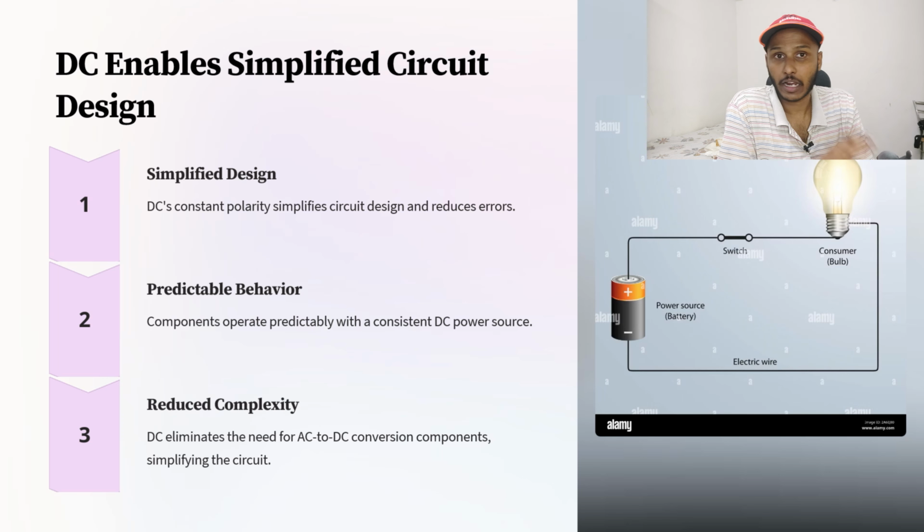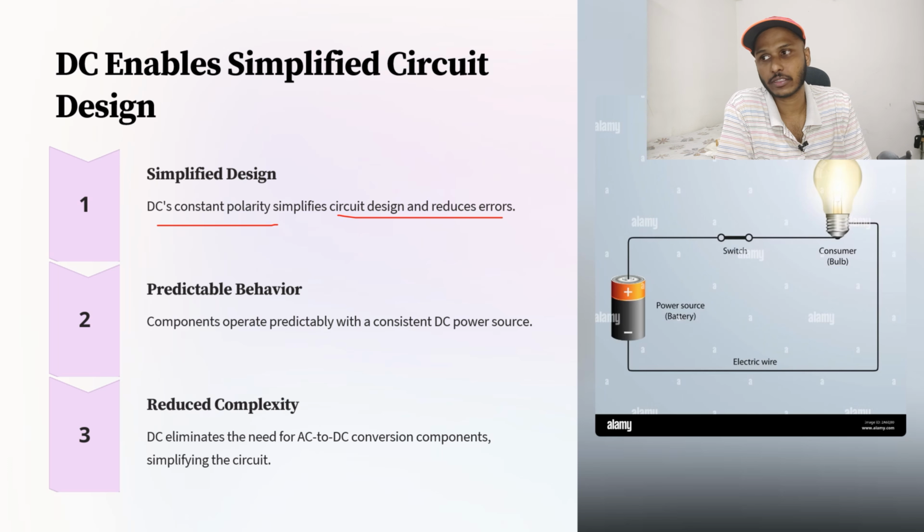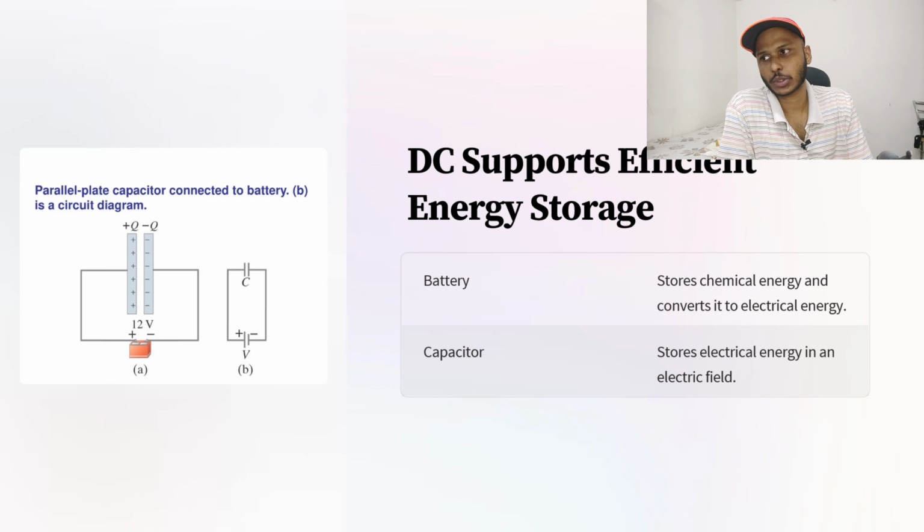So that's another advantage. DC's constant polarity simplifies circuit design and reduces errors. Components also operate predictably with higher efficiency with a consistent DC power source, and less complexity. Since we are using DC, we don't need to convert from AC to DC every time, which is again a complex thing, and which can create more losses as well. So that is also reduced to a higher extent.